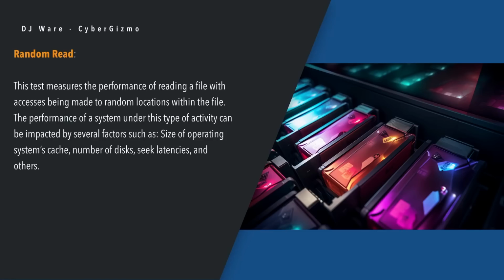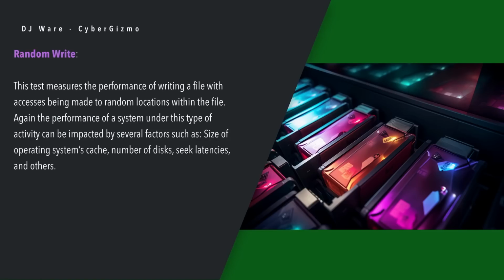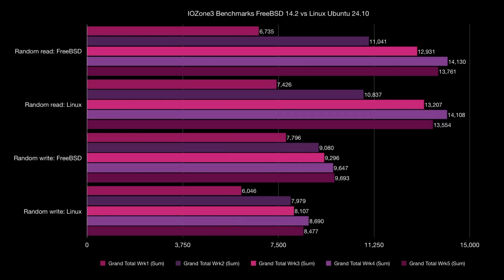Random reads. Now this, for my workload, random reads and random writes are not important to me just because of the nature of the type of I/O I'm doing, but they might be important to you if you're doing databases, or you're doing index sequential, or you have random files that you are using in your system other than databases. Random writes, the performance of writing a file with access made to random locations within the file. So, all right, we know what those are. So how well did we do here?